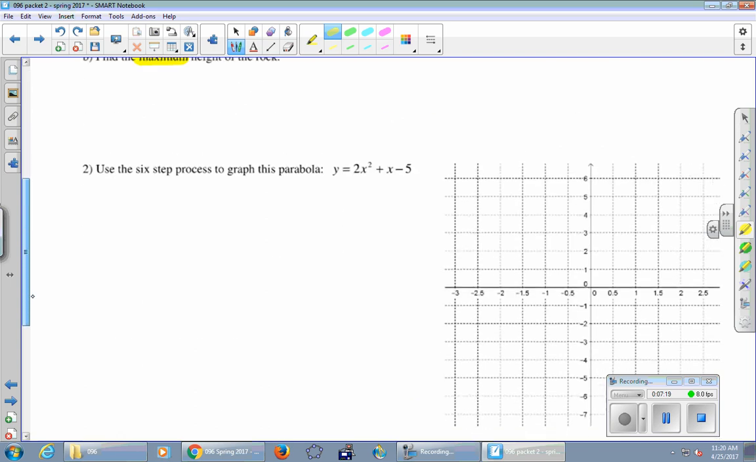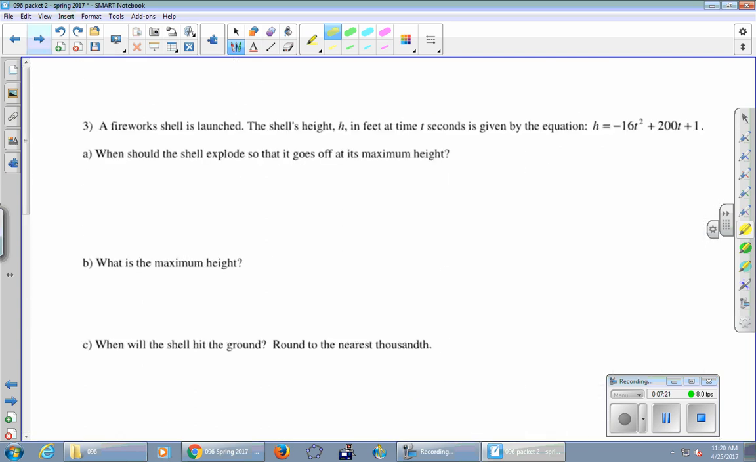Okay, moving on to next page, number 3. Take a look at 3A. Find the word in 3A. What is it? Maximum. Find the word in 3B. What is it? Maximum.